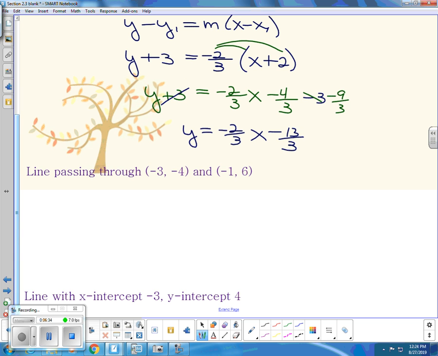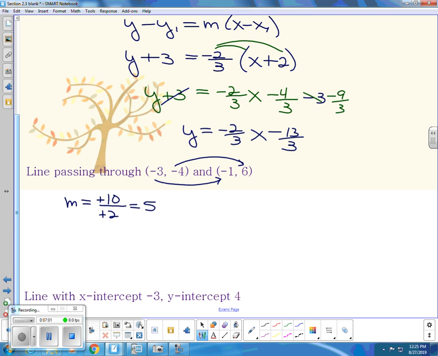So the next example, they give you 2 points. So for every line, we have to have what before we can write our line? The slope. What is the slope here? How did the y change? 10 up, positive 10. And how did the x change? Positive 2. Good. So our slope is 5. Okay.